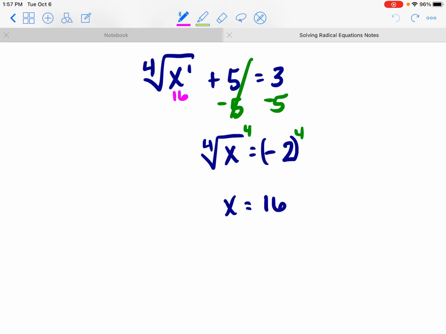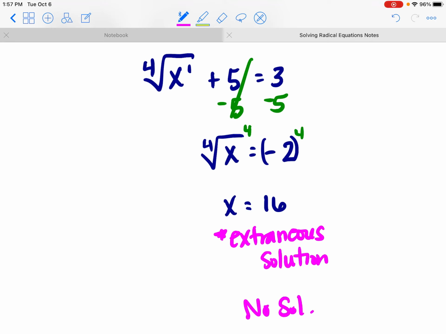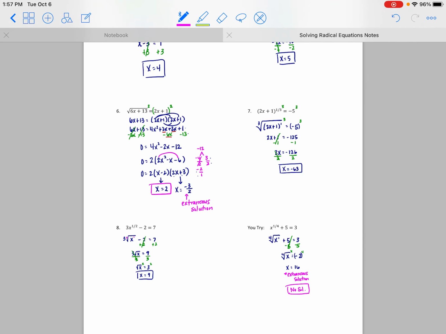There's just no way this is going to work, right? There's no way you can take the fourth root of something and get a negative to add to 5 to decrease it to 3. It can't happen. So this is an extraneous solution. So again, we only got one solution here, and it doesn't work, which means this equation has no real solutions. There's no solution. Okay? So there it is.